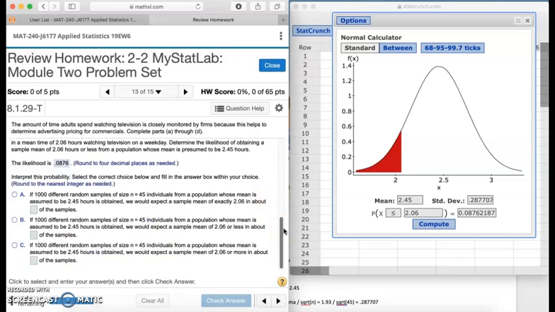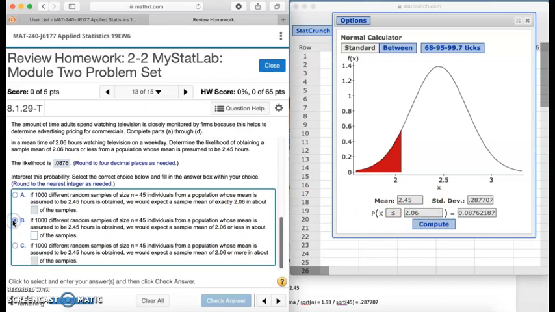All right. Interpret this probability. Select the correct choice below and fill in the answer box with your choice. As you can see here, all of them have almost the exact same thing. If 1,000 different random samples of size n equals 45 individuals from a population whose mean is assumed to be 2.45 hours is obtained, we would expect, and this is where they change a little bit, a sample mean of exactly 2.06, a sample mean of 2.06 or less, and a mean of 2.06 or more. Well, we know that we're looking for the sample mean of 2.06 or less. So that already tells us that B is the answer.